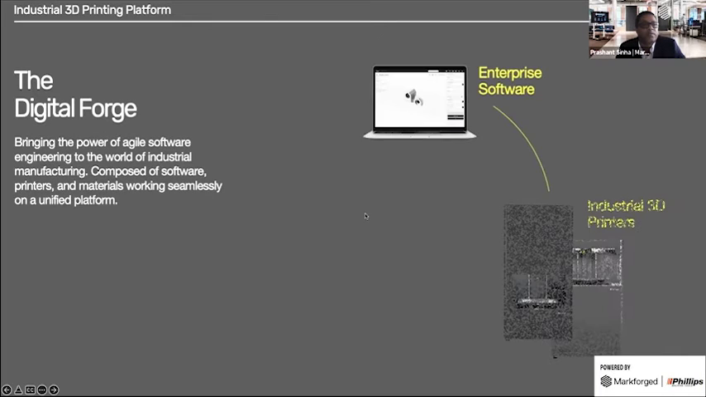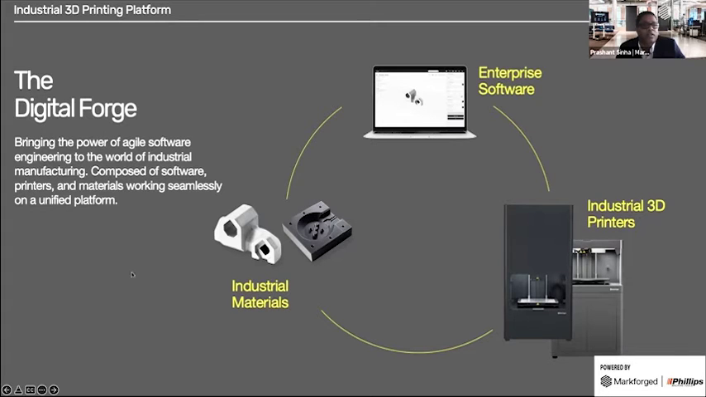Now the industrial 3D printing platform, what we call the Digital Forge, bringing the power of agile software engineering to the world of industrial manufacturing. The Digital Forge is composed of software, printers, and materials working seamlessly on a unified platform.